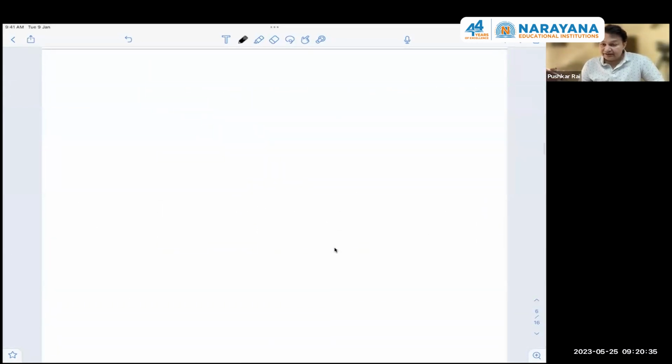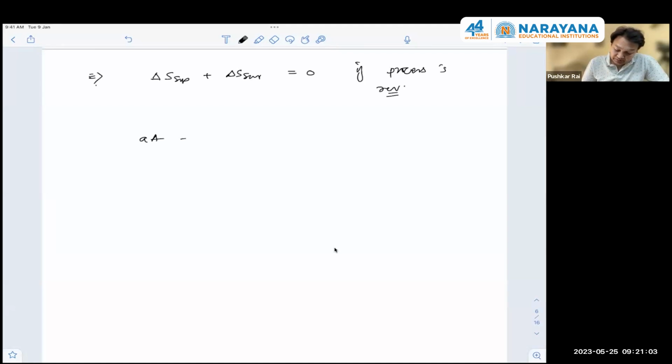So I will write these formulas, which are not going to change. Keep it in mind: delta S system plus delta S surrounding is always equal to 0 if the process is reversible. As simple as that. This is a fundamental fact which will never change. The only problem is when you are carrying out a chemical reaction, a moles of A plus b moles of B changing into c moles of C plus d moles of D.